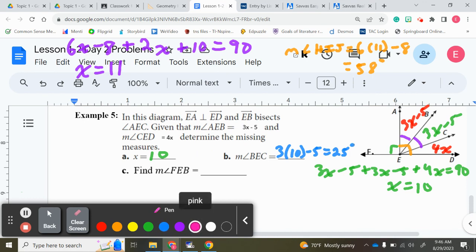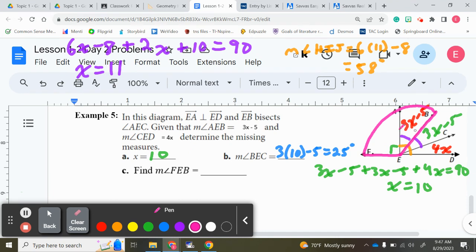All right, ready for the visualization part? All right. So this one says the measure of FEB. So here's FEB. So we're talking about this angle right here. We are not including the other two parts. They want us to find this measure. So we're incorporating all of this.